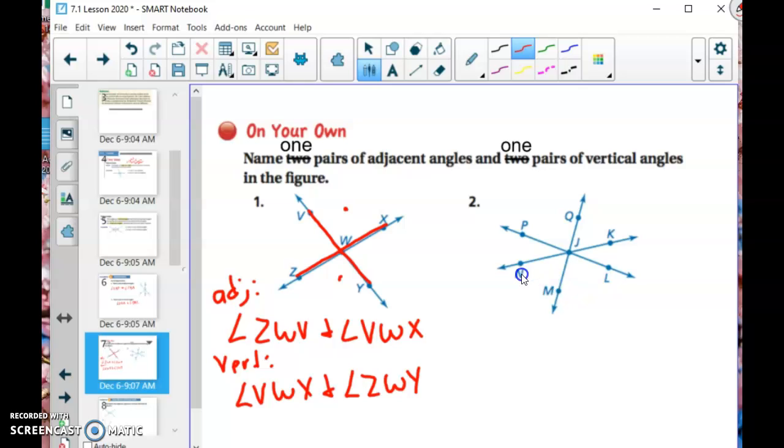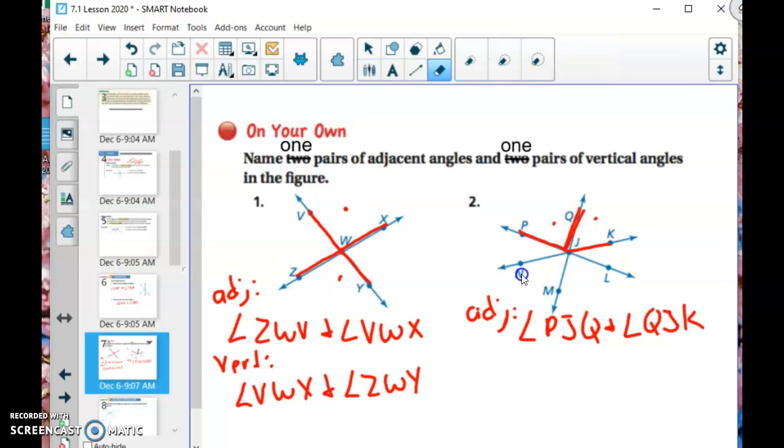Okay, question number 2. Again, lots of pairs on this one. So to name a pair of adjacent angles first, I'm going to choose this one and this one. So I would say angle PJQ and angle QJK would be two angles that are right next to each other that share a common side.